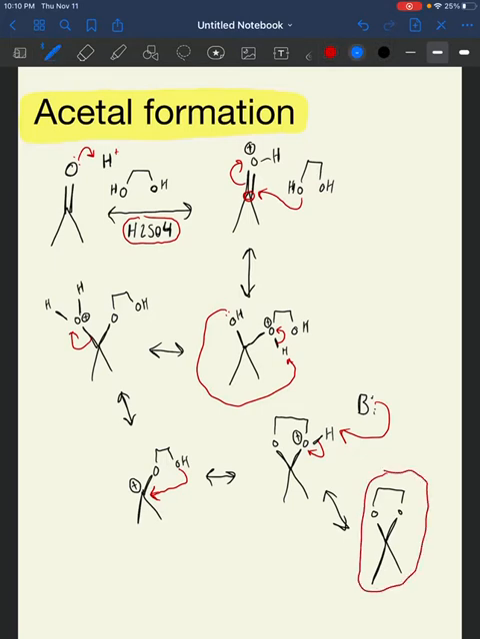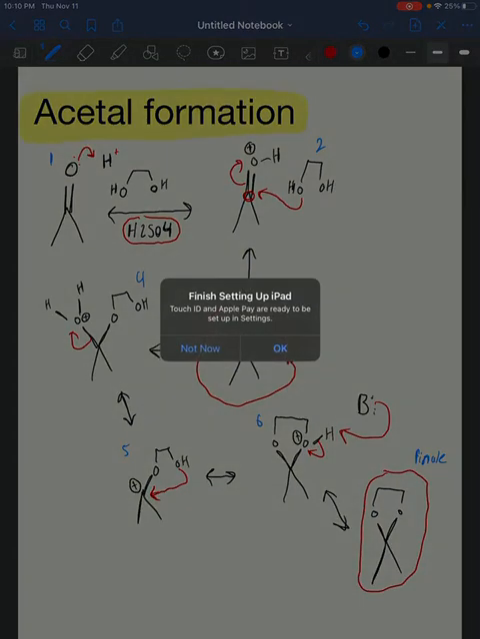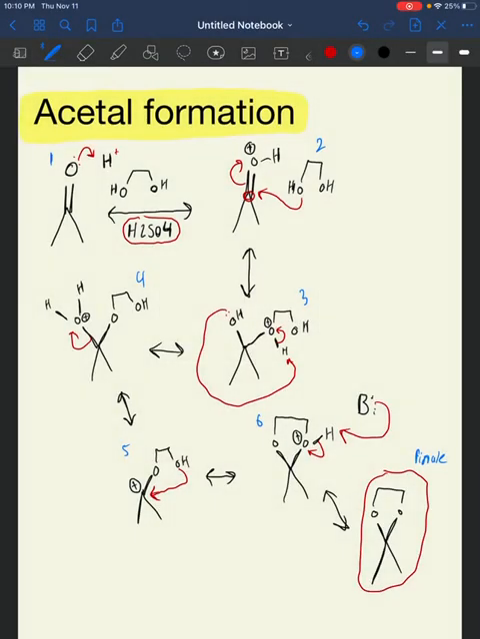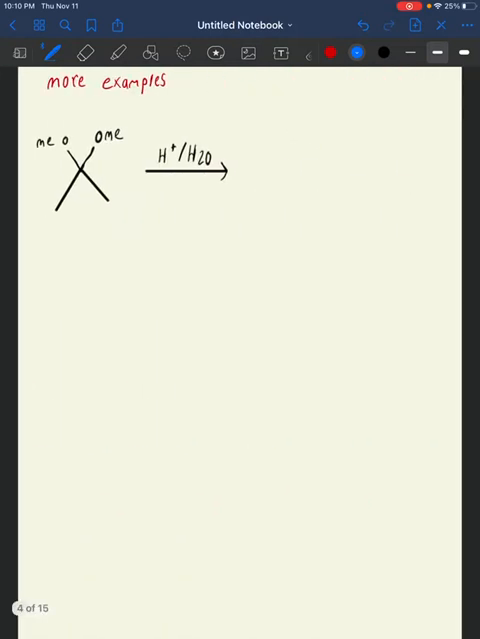And to make it easier, I will label these Step 1, Step 2, Step 3, Step 4, Step 5, Step 6, and finale. So, not now. We do not want to finish that on my iPad. That is the final product. So, moving on. We got some more examples here.